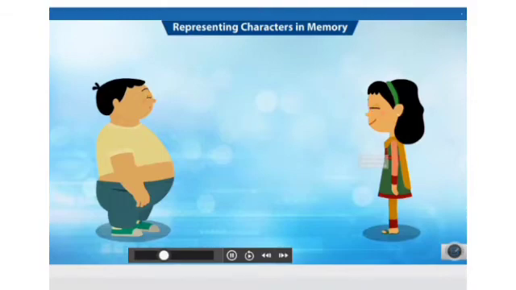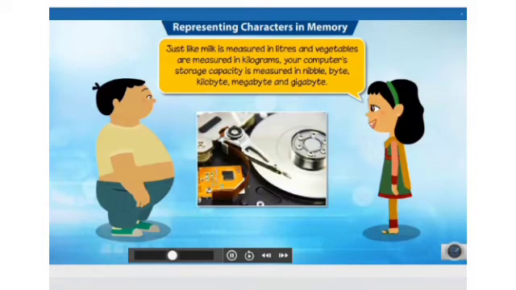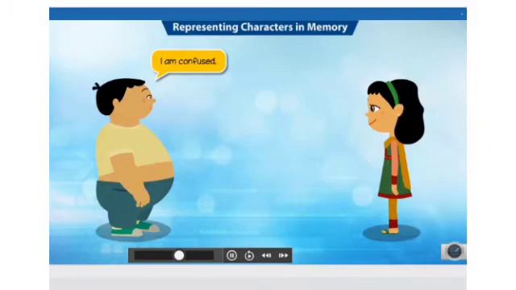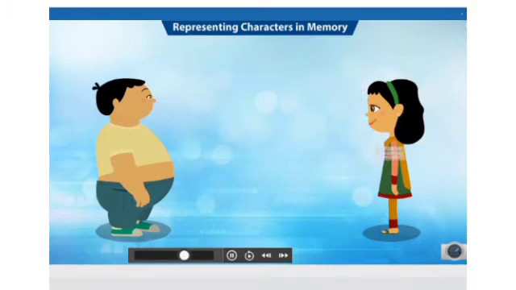So, how much data can a computer store? That depends on the storage capacity of the computer. Just like milk is measured in liters and vegetables are measured in kilograms, your computer's storage capacity is measured in nibble, byte, kilobyte, megabyte and gigabyte. I am confused. Let me explain. You know that a computer stores data in ones and zeros. Each of these digits, 0 and 1, is called a binary digit or simply a bit.